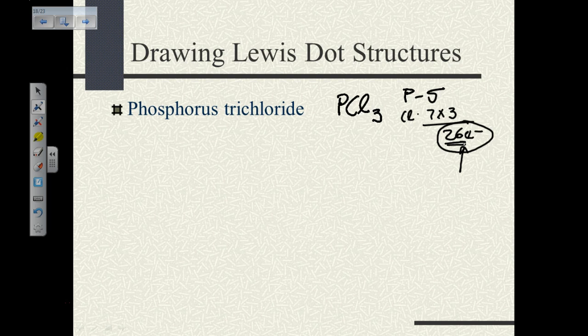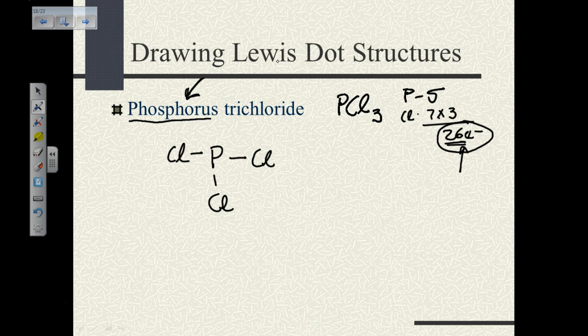Okay, so now the second thing to do is to draw what we call a skeleton structure. The skeleton structure is pretty neat, because the least electronegative element, which is usually listed first, goes in the middle. And so we're going to put a P there. And then coming out on all the sides, we're going to put the exterior atoms. So the least electronegative element goes in the middle.